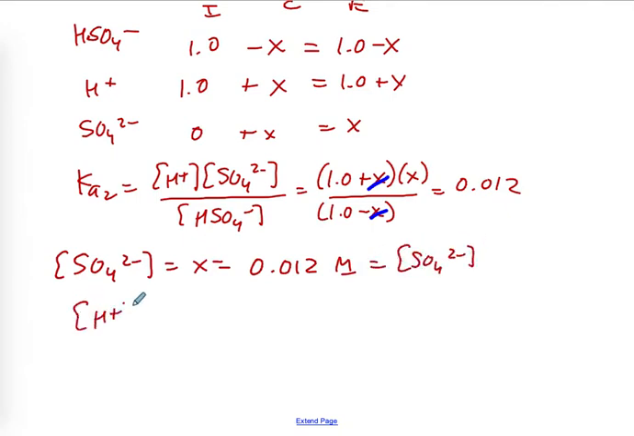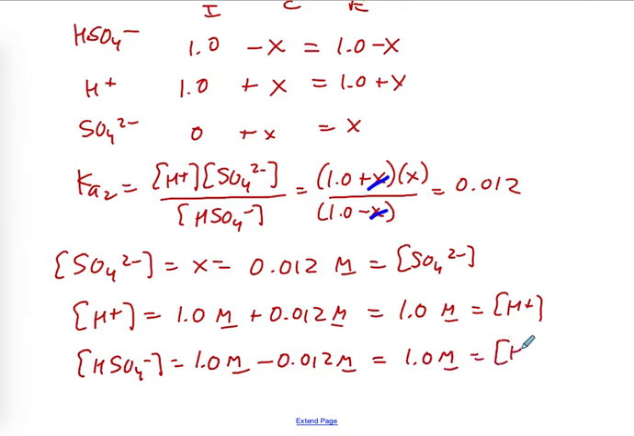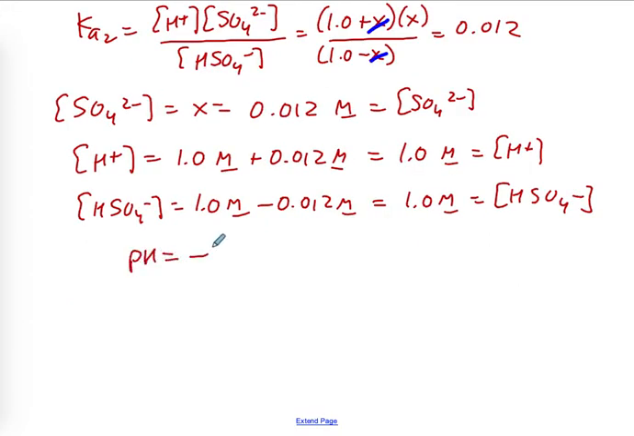And my hydrogen ion concentration is equal to the 1 molar concentration from the first ionization plus the 0.012 molar from the second, which to significant figures is simply equal to 1.0 molar as my hydrogen ion concentration. And my hydrogen sulfate concentration is equal to the 1.0 molar from the first ionization minus the 0.012 molar from the second ionization, or again, 1.0 molar. My pH is equal to the negative base 10 logarithm of the hydrogen ion concentration, or 0.00 as my pH.